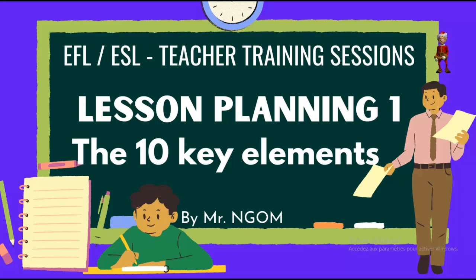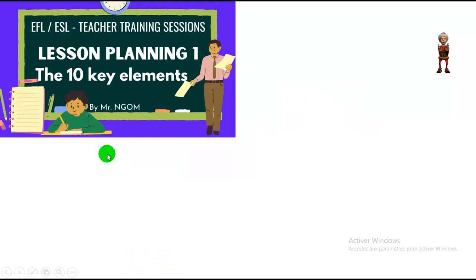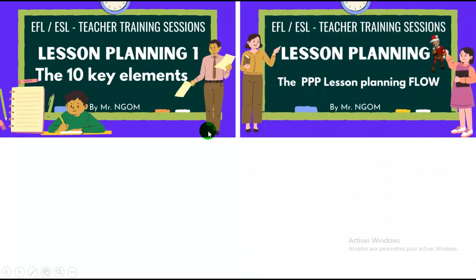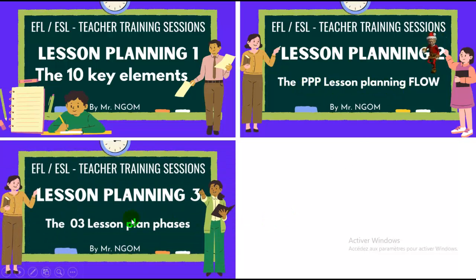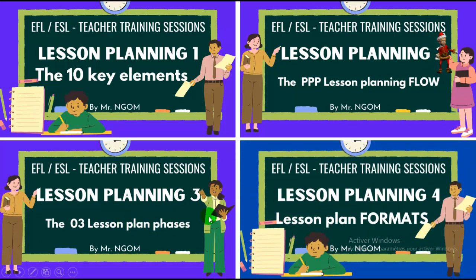In this session we will have 4 videos. The first video will be about the 10 key elements of a lesson plan. The second video will be about the PPP lesson planning flow. Video number 3 will be about the 3 lesson plan phases, and the last video, number 4, will be about lesson plan formats. So let's get going.